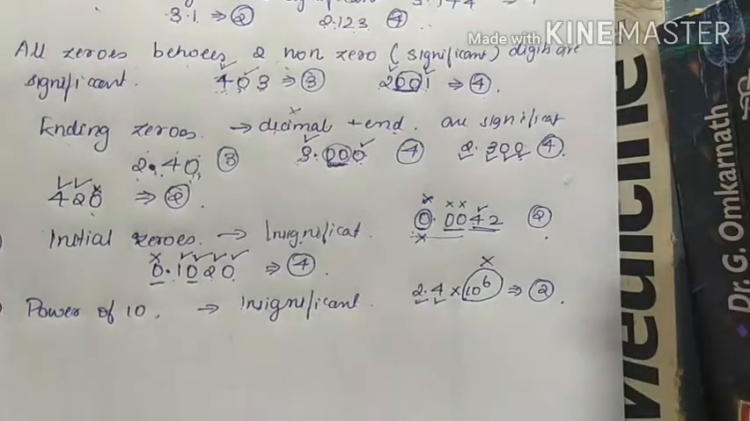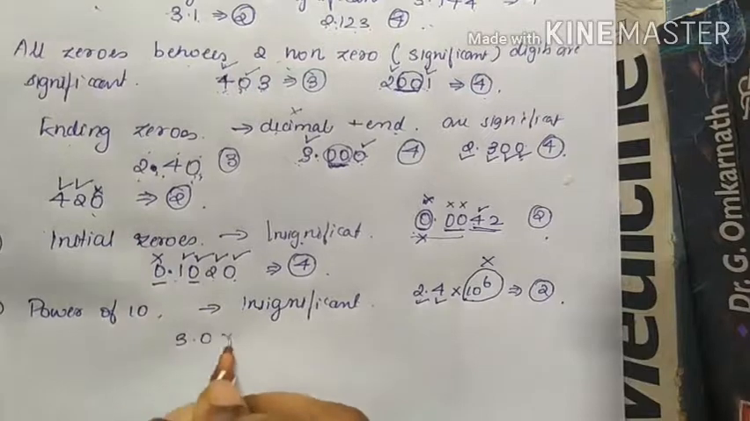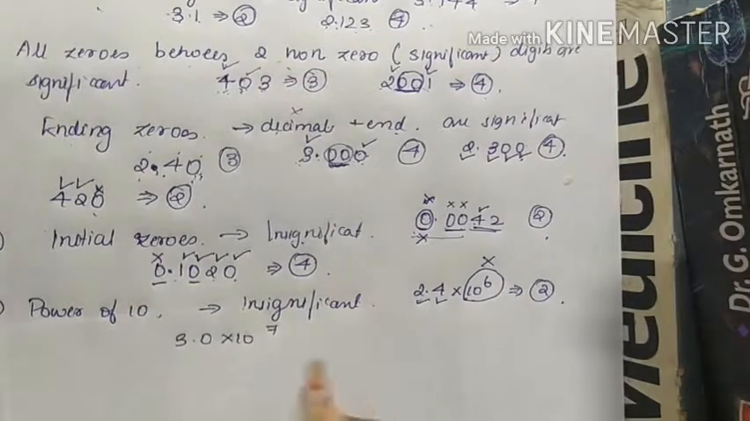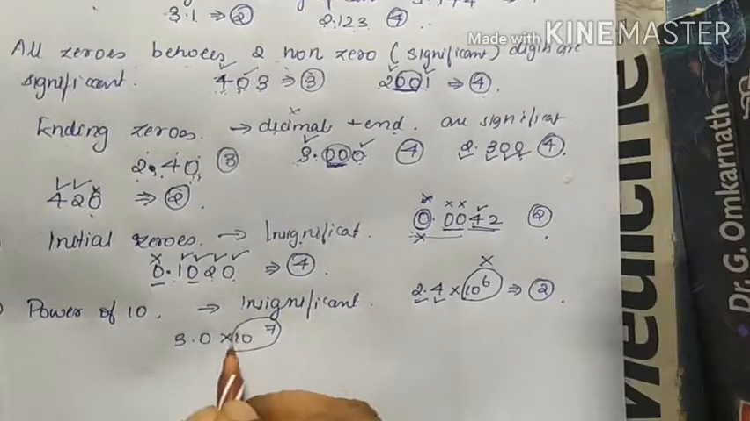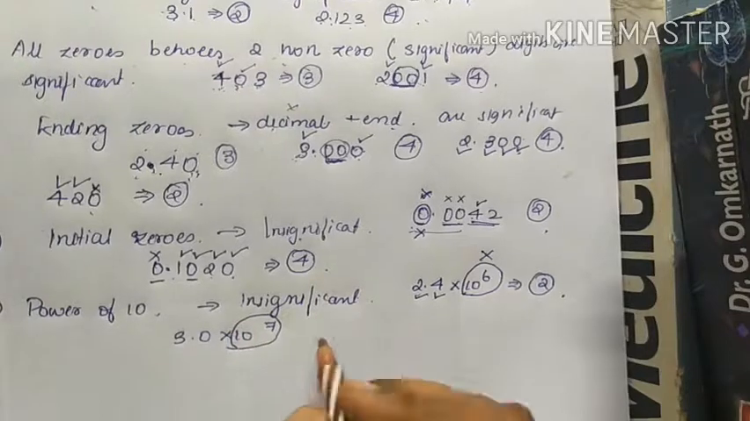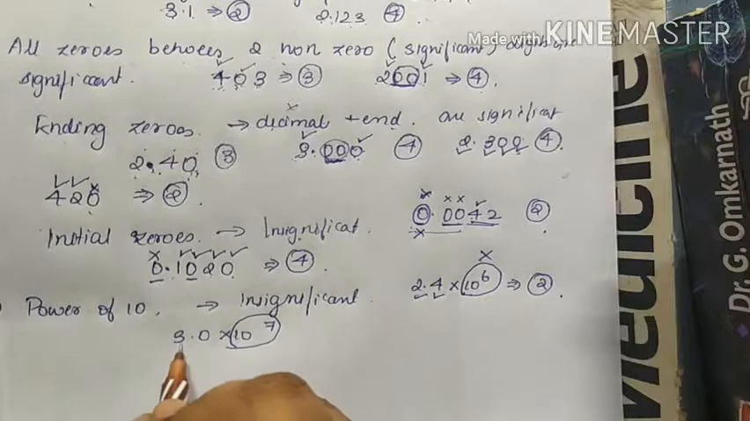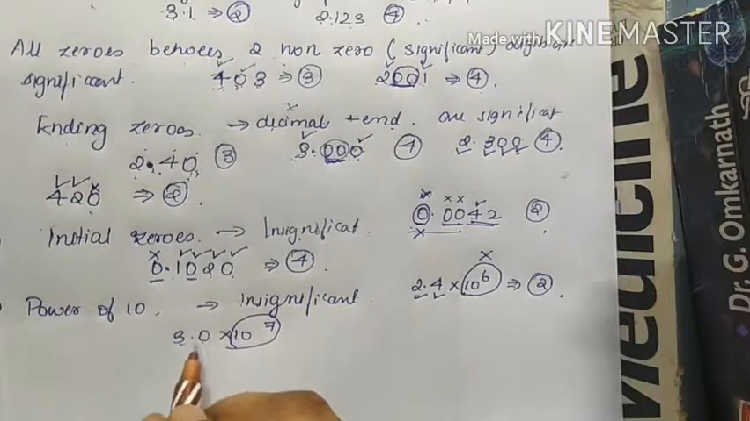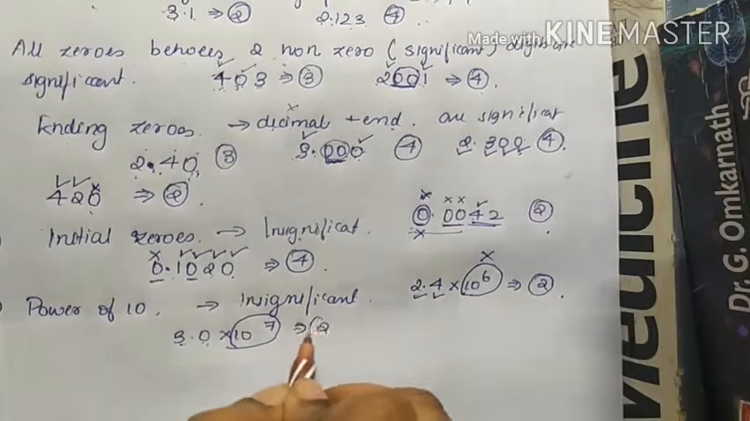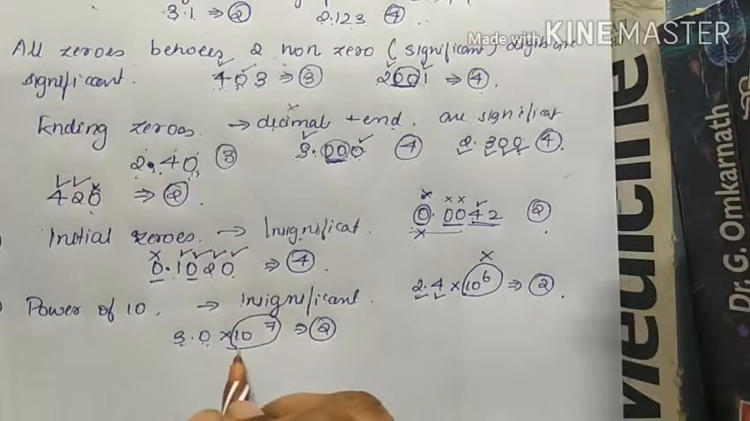Clear? Now 3.0 into 10 to the power 7. The 10 to the power number is insignificant, so this 10 to the power 7 goes off. So this 3 is significant, and this 0 is an ending 0 after the decimal point, so it's also significant. So how many significant figures are there in 3.0 into 10 to the power 7? 2 significant figures.